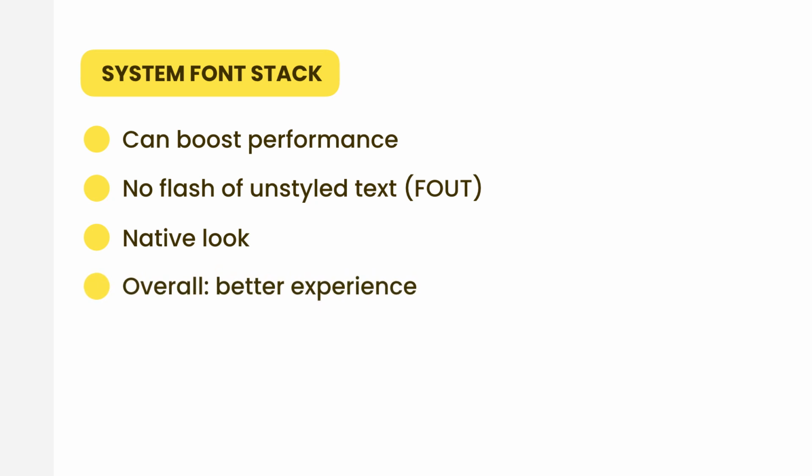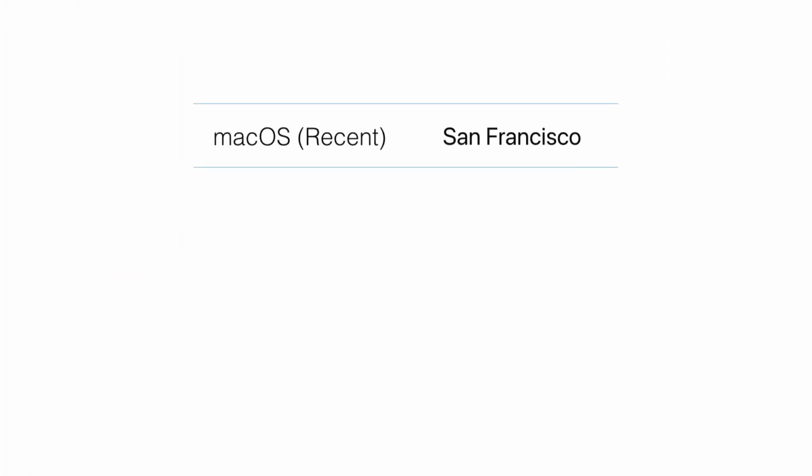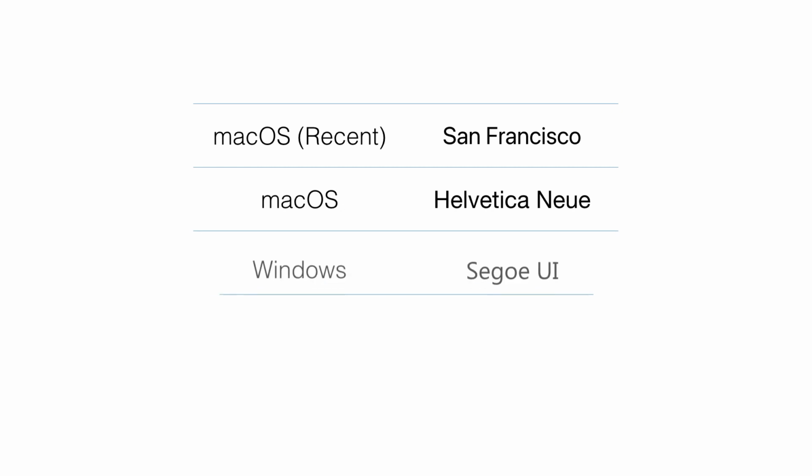But there's a problem with this approach. The problem is that the default font on each operating system is different. For example, recent versions of macOS use San Francisco, which is an absolutely beautiful font, but older versions of macOS use Helvetica Neue. Windows machines use Segoe, Android devices use Roboto, and so on. Now, you don't need to memorize any of this stuff. Just remember that different operating systems have different default fonts. So when using the system font stack, your font will look different from one computer to another.